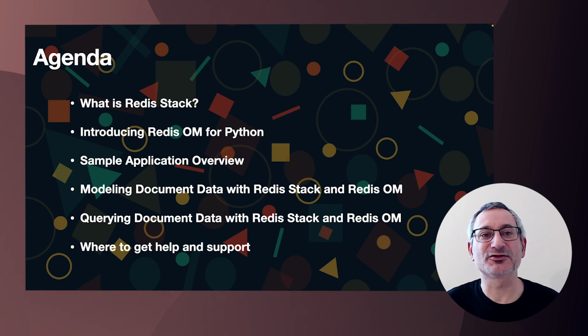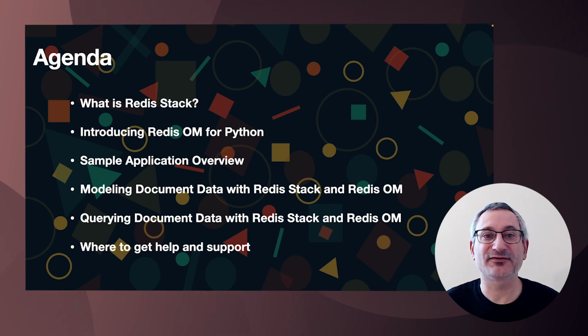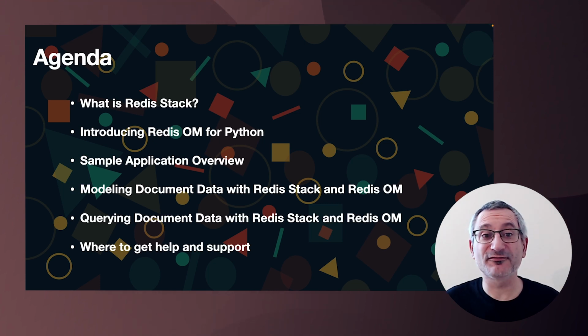With this application, we'll look at how to model document data, so JSON type documents, and persist that to Redis Stack using the Redis OM client. We'll then look at, once we have data in there, how to get it out again, and how we can perform some quite rich and varied queries, again using the Redis OM client. Finally, we'll close with a brief review of where to get help and support should you need it.